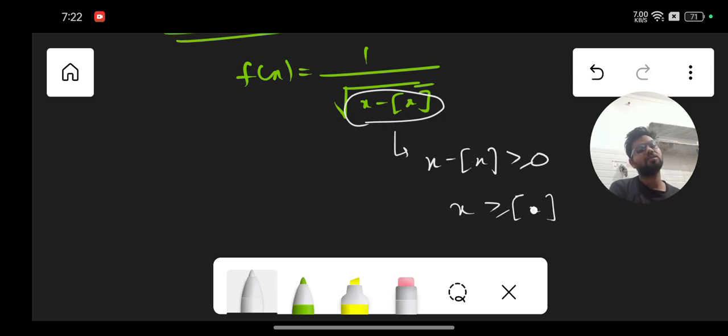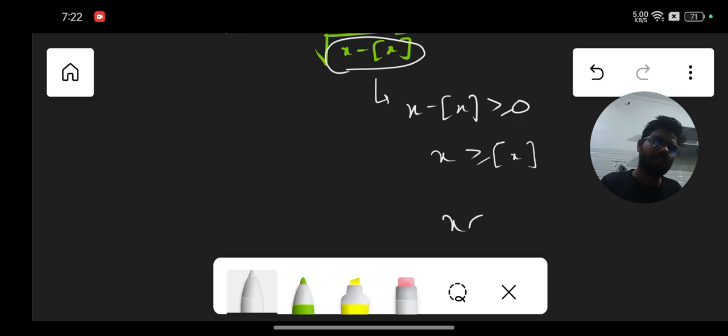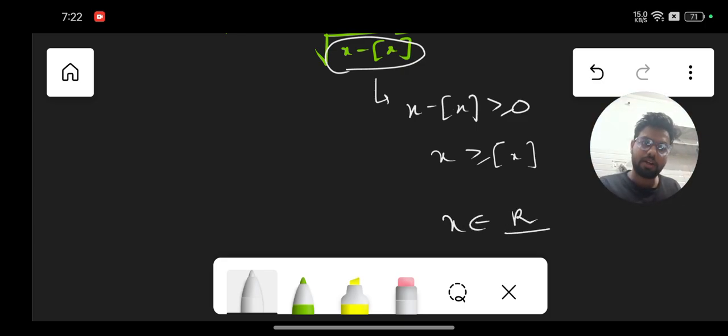The possible values of x will be any real number, because any [x] value is only possible when any real number is present here, and it gives only an integer value. Got my point? So the answer is real number. That is all about the domain. In the domain we can put any real number.